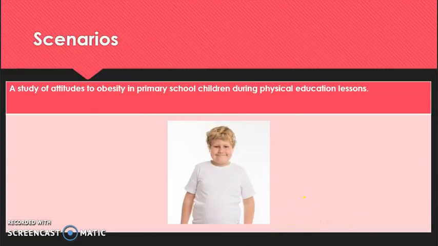Next slide. This scenario is a study of attitudes to obesity in primary school children during physical education lessons. The researcher may look at areas with the highest obesity population and ask PE teachers from those primary schools whether obese children's attitudes are positive or negative towards PE. Data protection is key for the study as it could be a problem if the researcher doesn't keep it safe, such as in a safe.